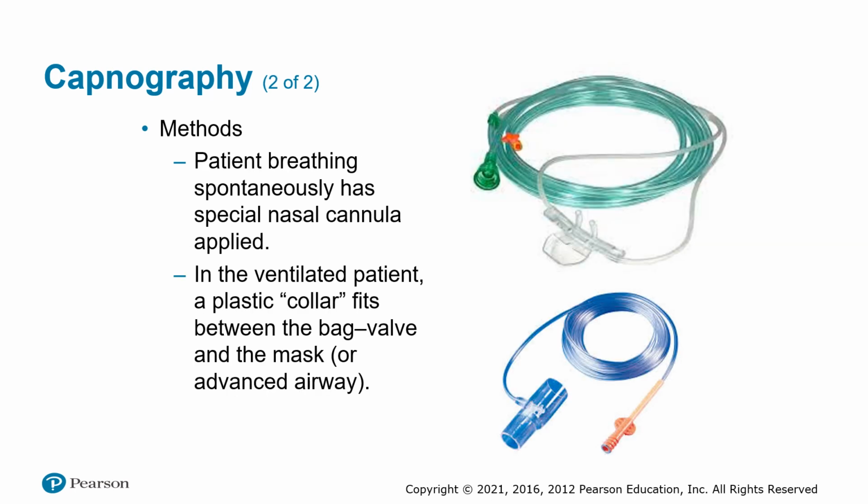There are a couple of different methods that we use to obtain capnography. If the patient is breathing spontaneously, we can use a nasal cannula with a little tab on it to measure capno, and then it gets plugged into the monitor. There's also a tube to plug into for oxygen. In the ventilated patient, a plastic collar fits between the bag valve mask and the advanced airway. Typically, we put it on the advanced airway, between the bag valve and the airway, not between the bag and the mask.